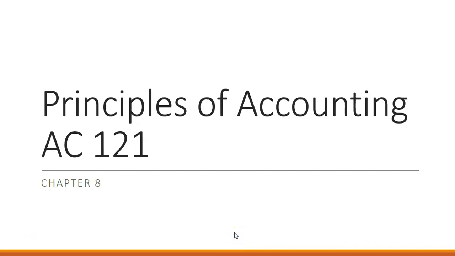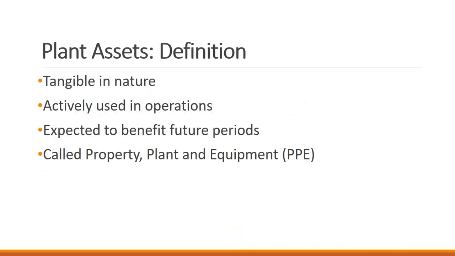Principles of Accounting, Chapter 8. In Chapter 8, we talk about long-term assets. We're going to start this conversation with plant assets. So plant assets are our property, plant, and equipment. They're tangible, which means we can touch them. They're actively used in operations, and they're expected to benefit multiple future periods.